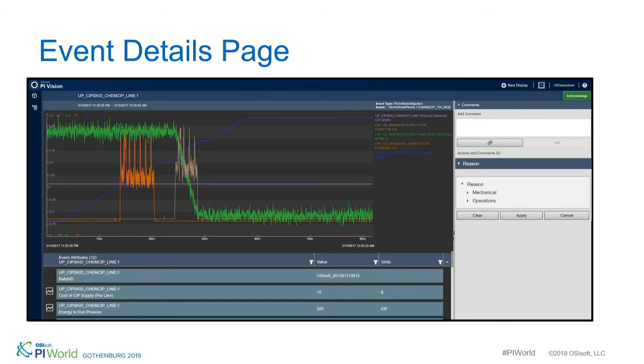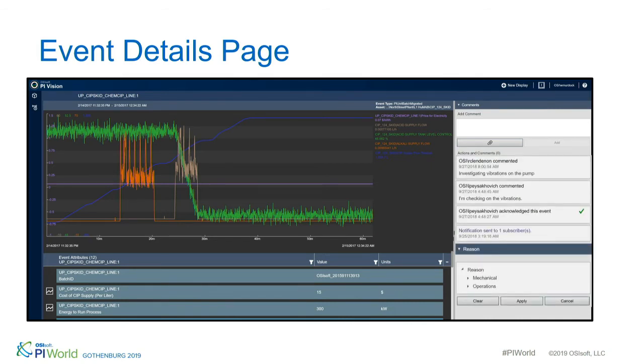I could also click the acknowledge button and acknowledge that, hey, I'm aware of this event. I'm looking into it. So my colleagues can see that when I press acknowledge, it would show a check mark and my name, that this person has acknowledged the event. So it's kind of assigning the work task to yourself or letting people know that you're aware of this.